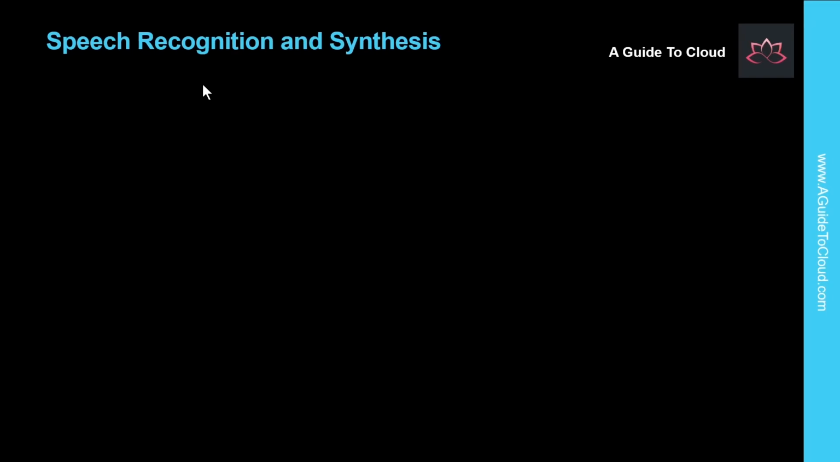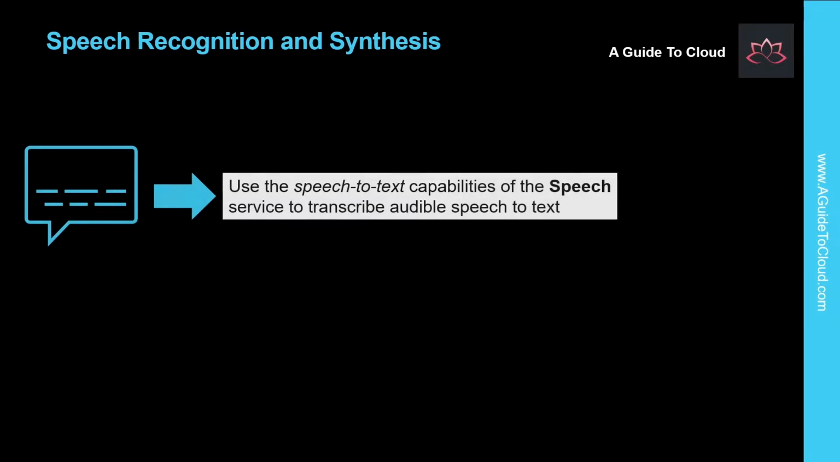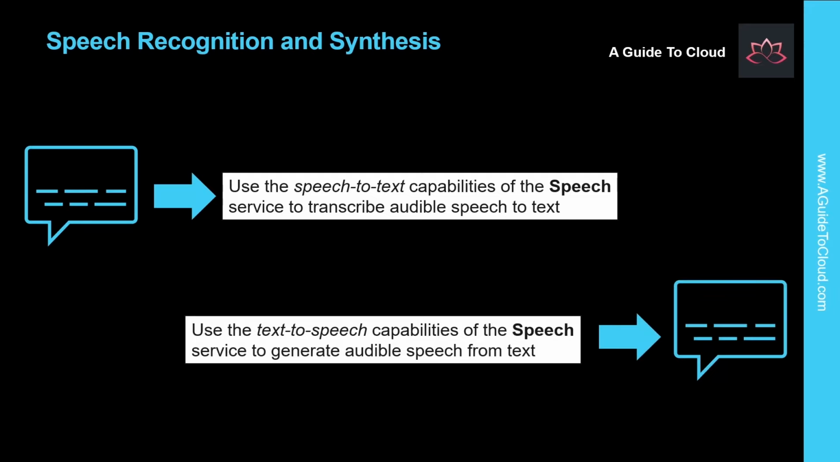In this example, we are going to look at speech recognition and synthesis. The speech service provides a speech to text API that you can use to implement speech recognition functionality. The service supports transcription in more than 60 languages. Conversely, the text to speech API can synthesize audio speech from text with the option to specify regionally appropriate voices, like human-like pronunciations. Let's look at the next example.